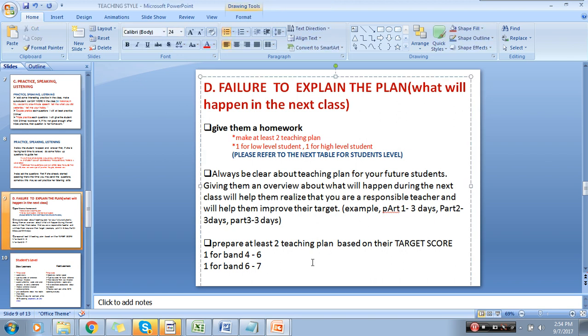Also, you may prepare at least two teaching plans, just like what I mentioned in the beginning, based on their target score. Example, if your student's target is between 4 to 6, kindly prepare a teaching plan for that. And for band score 6 to 7, you also need to prepare a teaching plan for that. 6.5 to 7, okay, 6.5.